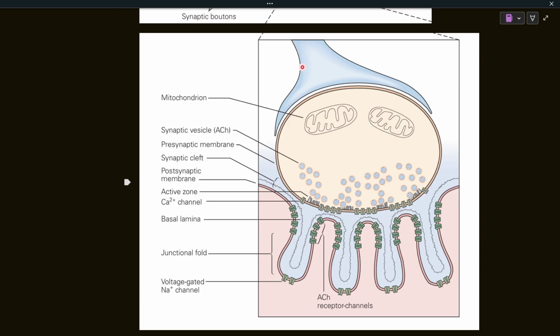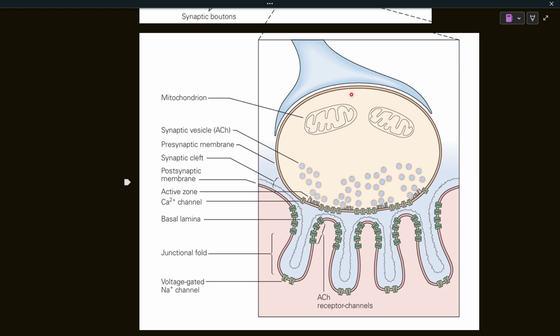So the axon terminal is going to form a swelling, a protrusion. This swelled part is known as the synaptic button, and it is going to form a connection with a particular region of the muscle fiber, and that region is known as the junctional fold. You can see those folded regions here. So the junctional fold is the region of the muscle fiber that is forming a synapse with the synaptic buttons.